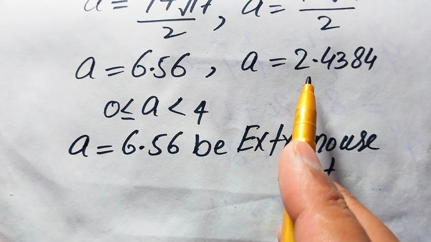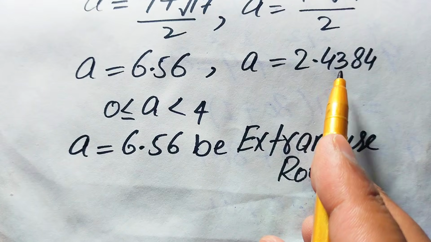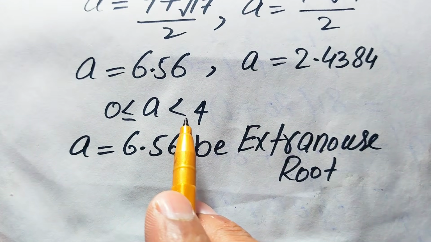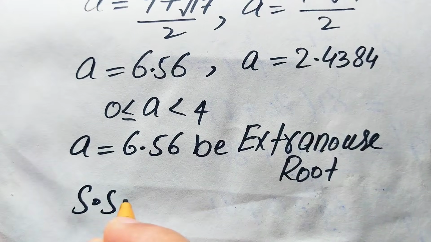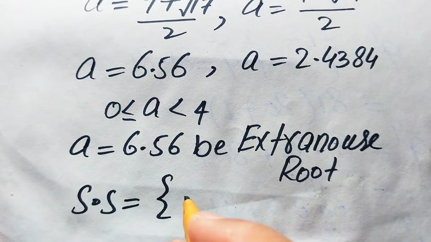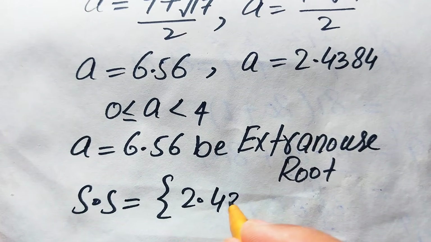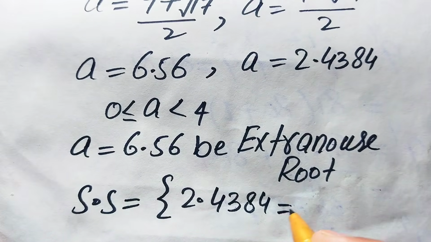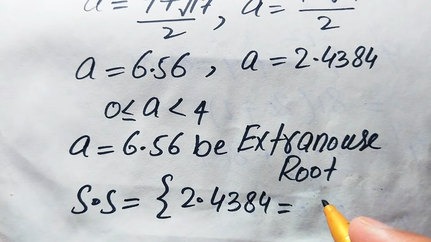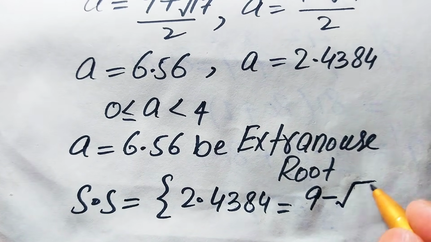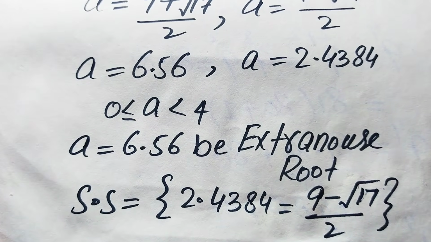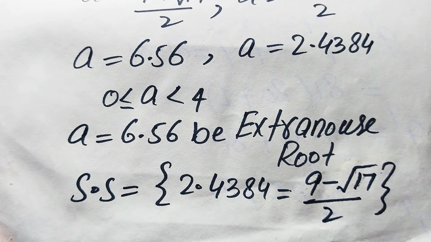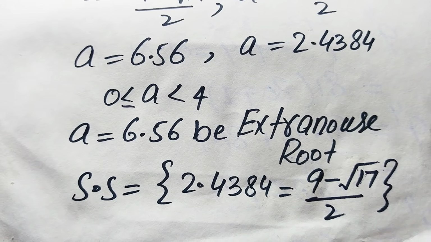Here you see that 2.4384 lies in this interval. So we say that the solution set of this problem is 2.4384, and this value equals 9 minus the square root of 17 divided by 2. So this is our final answer. You can also verify these two values in another way.